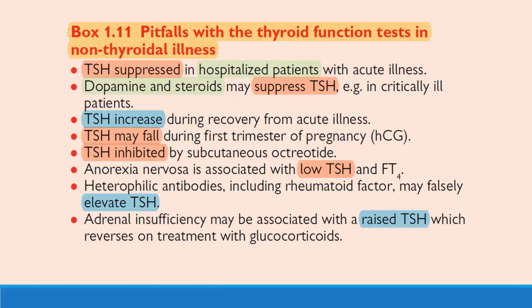TSH is inhibited by subcutaneous octreotide; as I mentioned previously, octreotide will inhibit the pituitary gland and inhibit TSH. Anorexia nervosa is associated with low TSH and free T4. Don't forget this. Heterophile antibodies, including rheumatoid factor, may falsely elevate TSH, and this is assay interference. And don't forget that adrenal insufficiency may be associated with a mild elevation of the TSH.